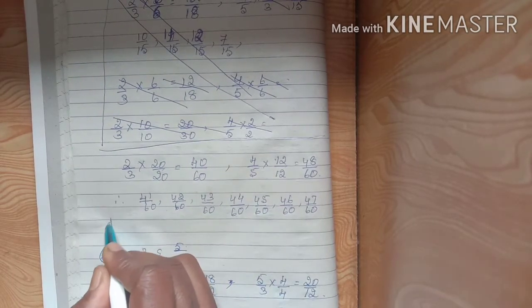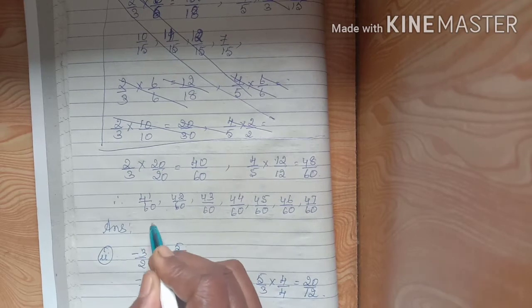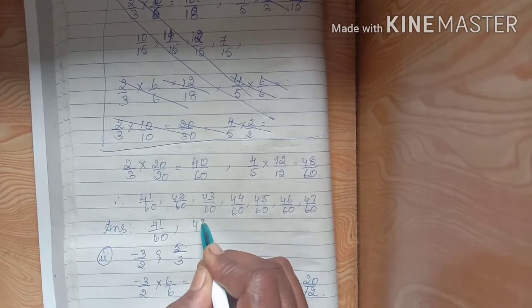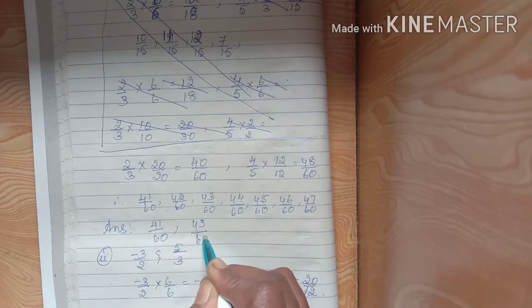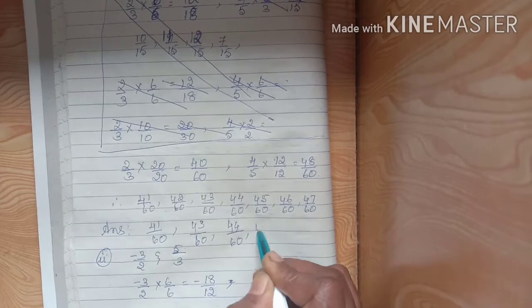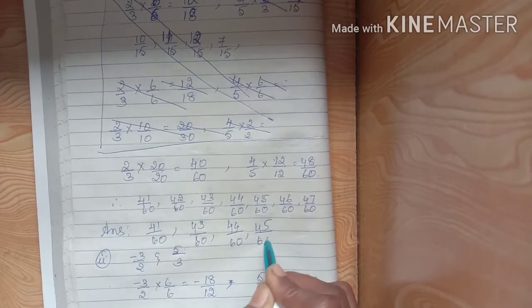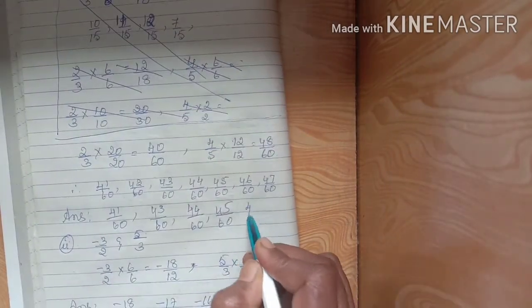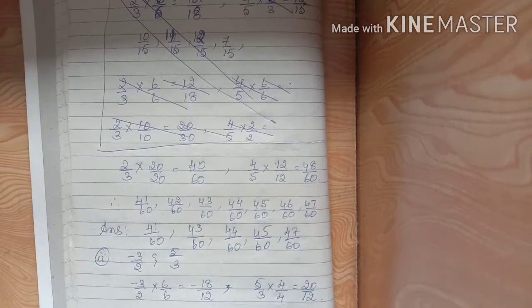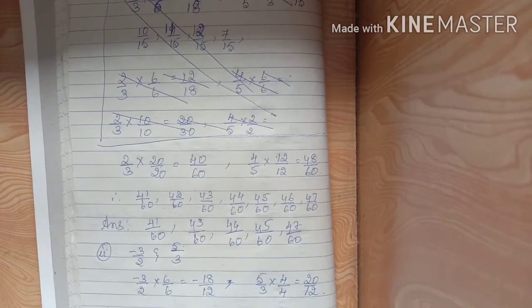Okay, therefore what is the answer, children? The answer is 41 by 60. You can write the middle numbers also, children, no problem. Then 43 by 60, 44 by 60, 45 by 60, then 47 by 60. These are the rational numbers between 2 by 3 and 4 by 5.